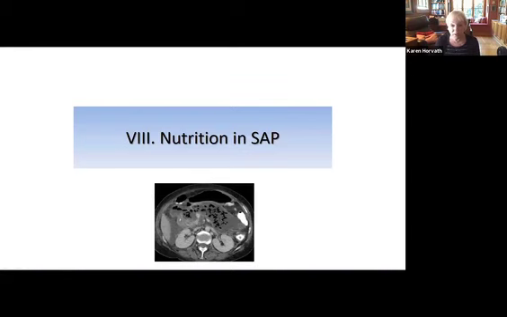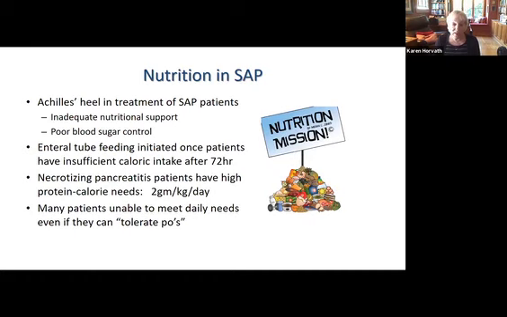Okay, let's talk a little bit about nutrition. Nutrition is one of the acute Achilles heels in the treatment of the SAP patient, basically inadequate nutritional support. Once a patient has insufficient caloric intake after 72 hours with SAP, enteral tube feeding is indicated. Necrotizing pancreatitis patients have very high protein calorie needs. Because of this, and because of the concomitant SIRS and other things, the space occupying edema and peripancreatic fluid collections, many patients are unable to meet their daily needs, even if they can tolerate POs.